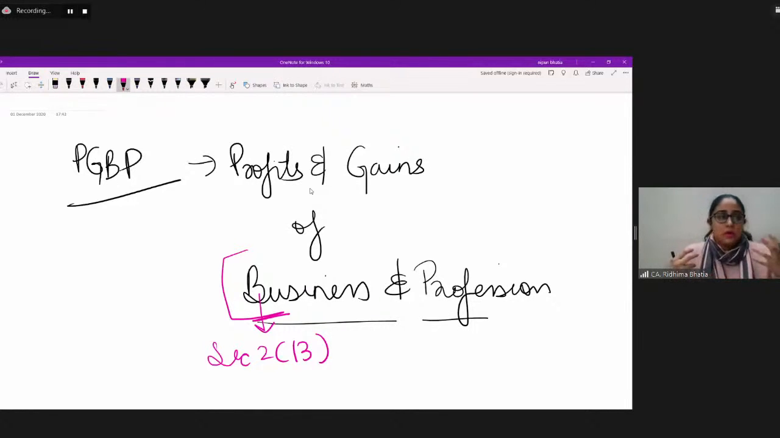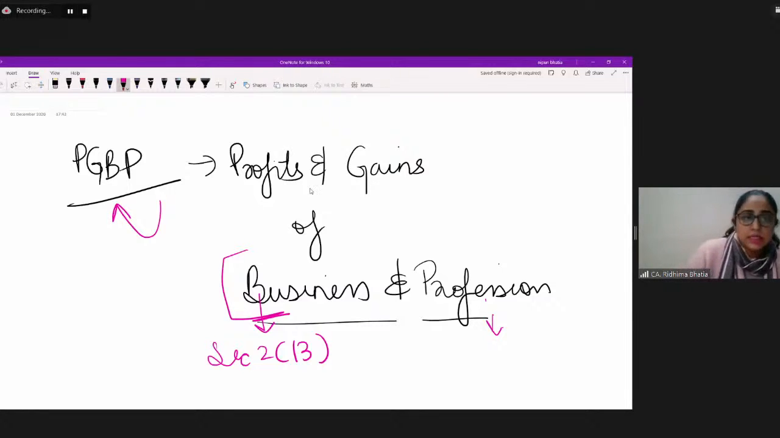Even from a sculptor to an accountant to a legal practitioner, everyone comes in profession. Correct? When we say profits and gains of business or profession, it would be charged under this head. Obviously, we all know that there are five heads: salary, income from house property, your PGBP, then your capital gain, and your other sources.